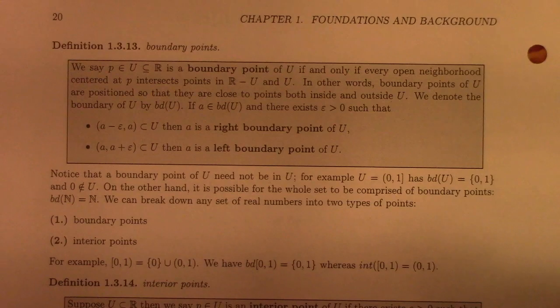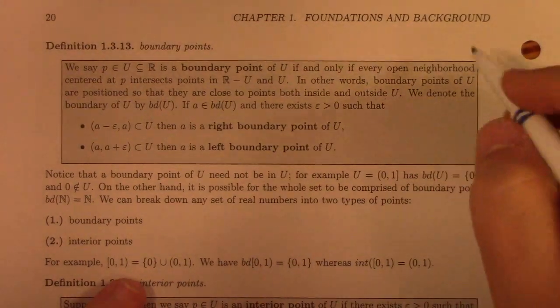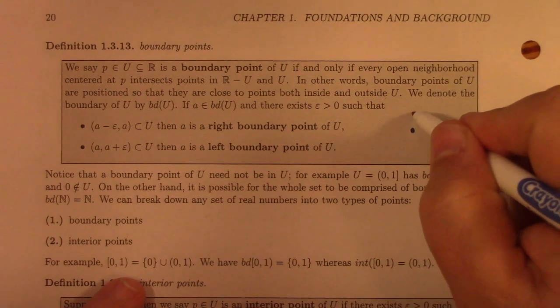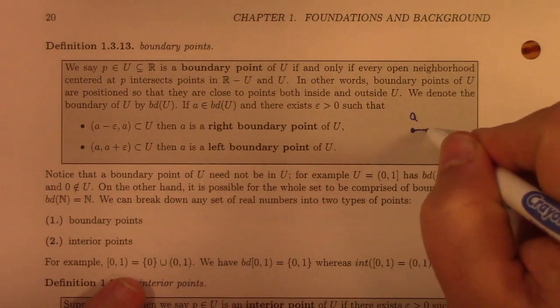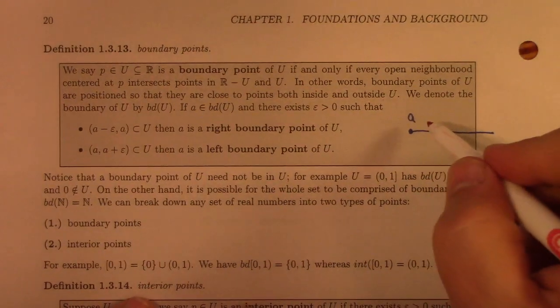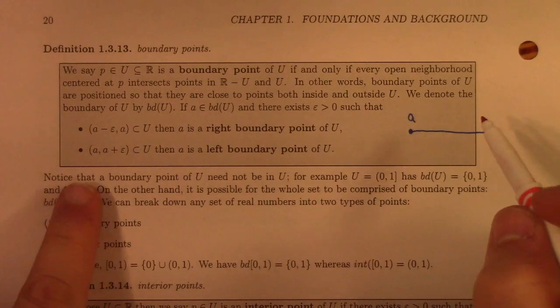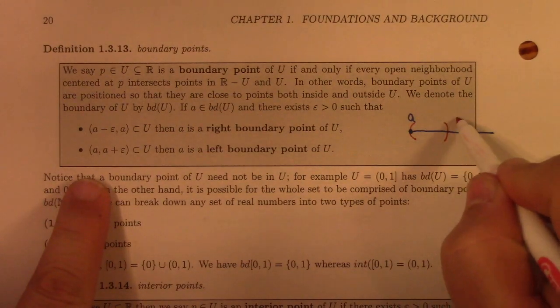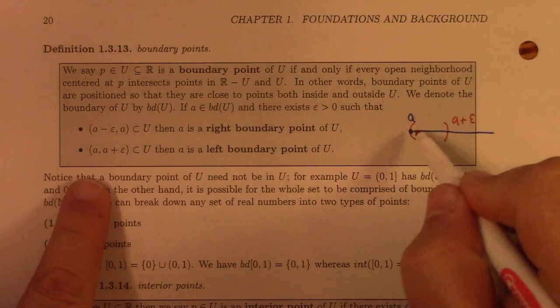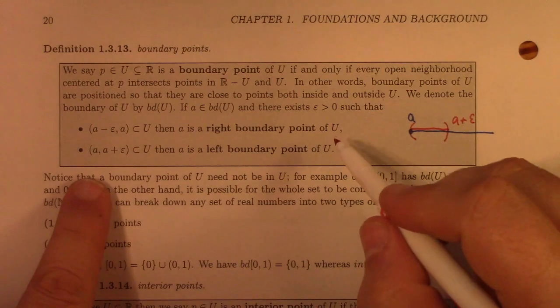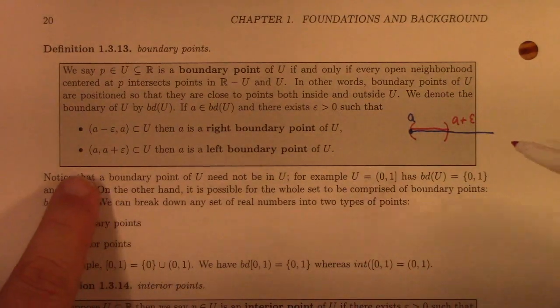and likewise for the other. So let me see if I can picture that. Suppose that our set we're talking about is like, here's the A, and this is the set. Then to say that would be a left boundary point, the points from A, not inclusive, to A plus epsilon, all those points in there, that's a subset of U. That makes it a left boundary point.